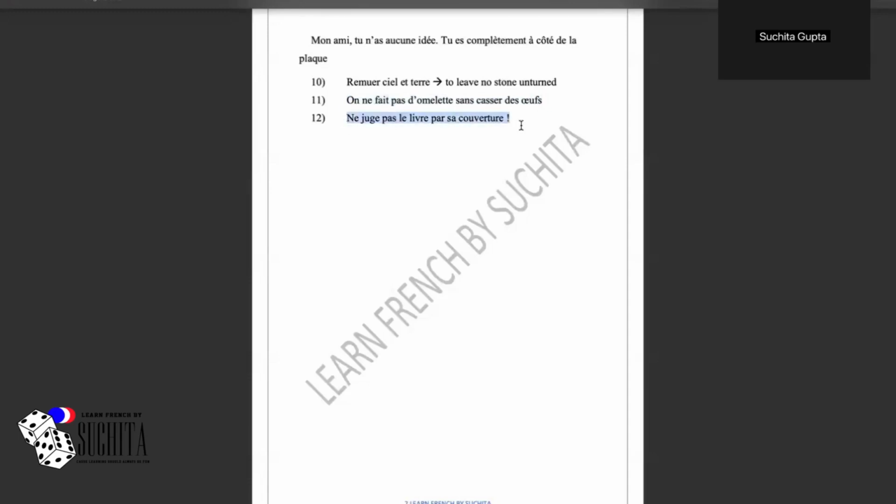Ne juge pas le livre par sa couverture. Don't judge a book by its cover. Right? And there can be many more. These are just a few of them. Okay. After that, I have certain PDFs with me.